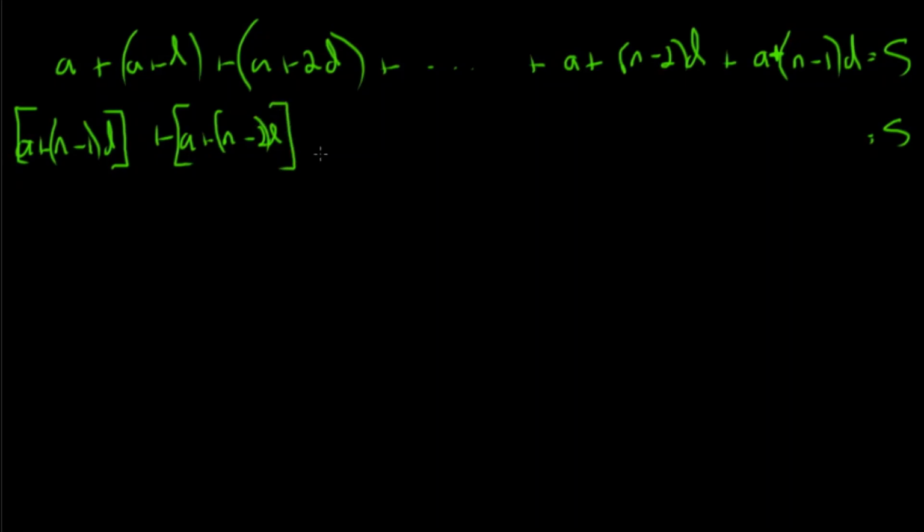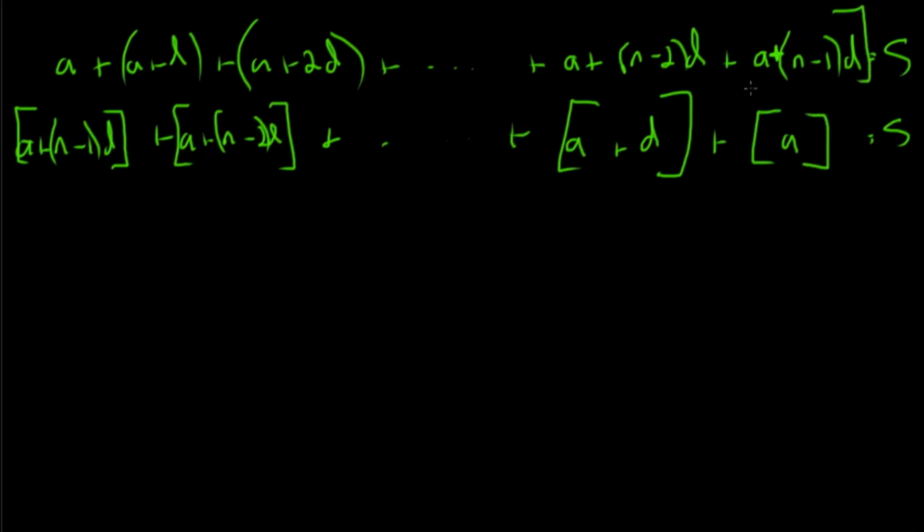Right, with parentheses like that. And then I'm going to ignore the next one because I know that these are going to sum to the same thing. This is going to be A plus D. And this last term is going to be A. All right, so we need to sum these things. Let me go ahead and put brackets around all these terms up here too. Cool, I'm going to stop there.